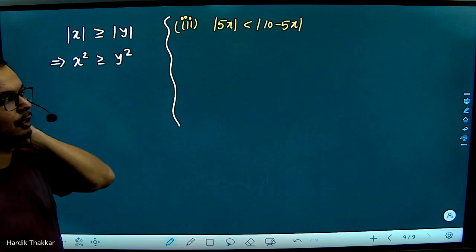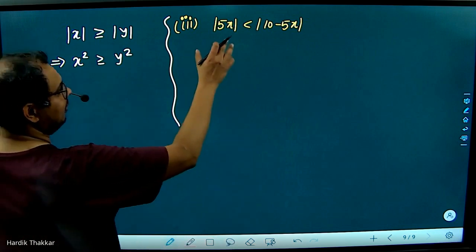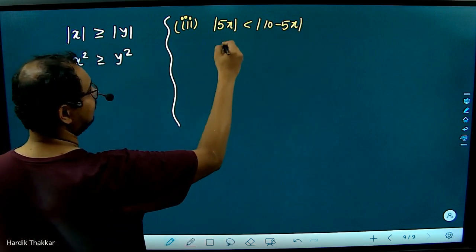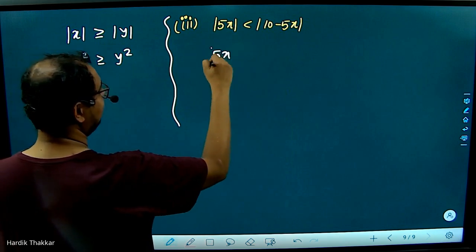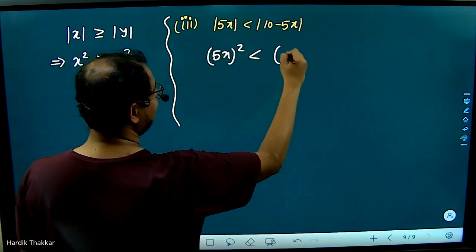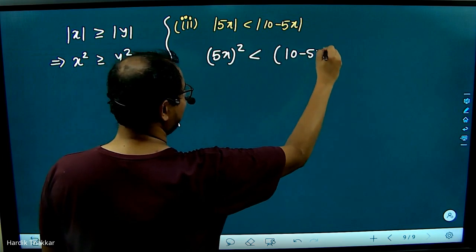So what we will do here is apply squaring on both sides, so it will be (5x) whole square less than (10 minus 5x) whole square. Okay, clear?